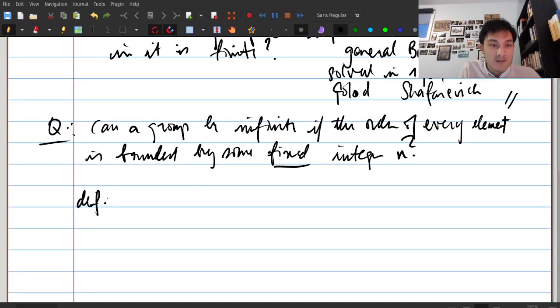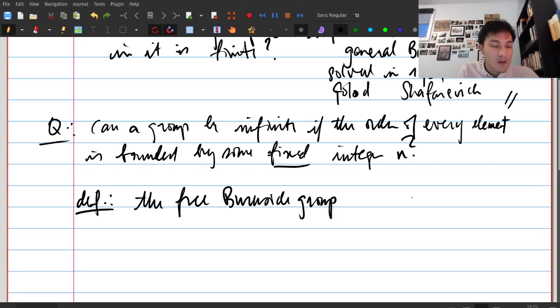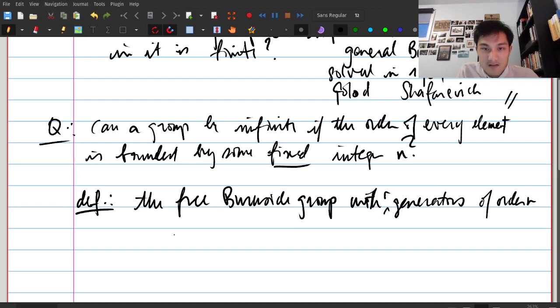So definition: the free Burnside group with R generators of order n. There's a parameter R in there, denoted B(R,n). You should remember that R comes before n in this. It's a little bit confusing, but you can remember that by thinking like it spells Burnside.